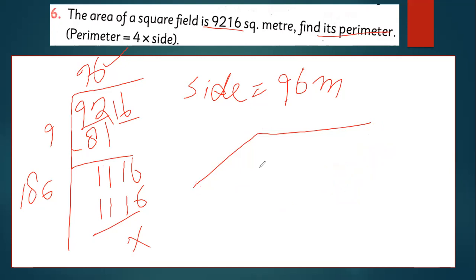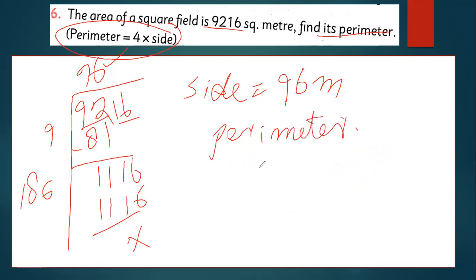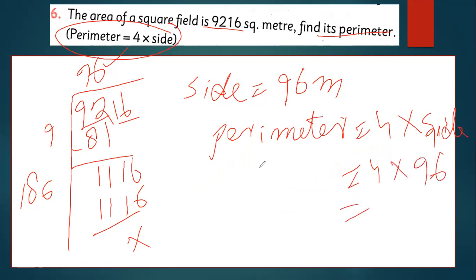The perimeter formula is also there. How will you find perimeter? Perimeter is equal to 4 into side. 96 multiplied by 4. So what will you get? 4 6s are 24, 4 9s are 36, and this becomes 384 meters. Sir, 384. Absolutely.